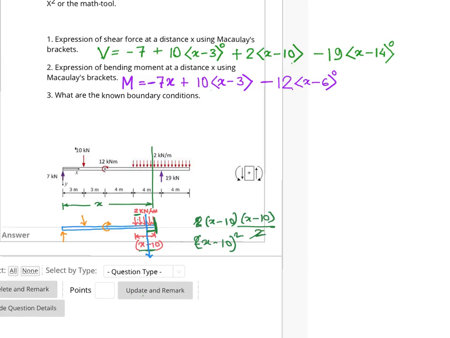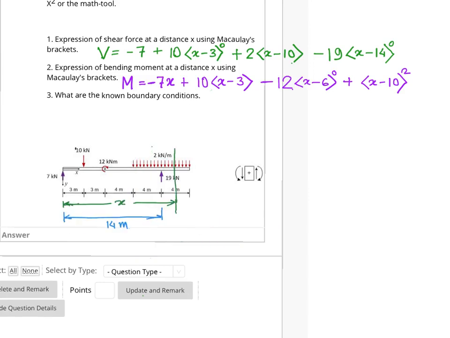But do remember, as before, this is not a normal bracket we are going to use, because this expression will be only valid when x is more than 10 meter. In other words, when x is beyond this line, only then will this load start to come into the picture. So we are going to write that as plus the Macaulay bracket of x minus 10 square. That means this fourth term would only be valid when x is more than 10.